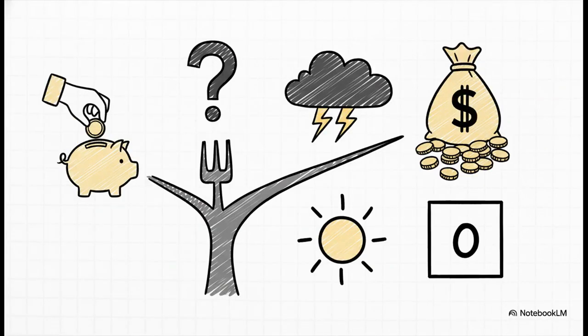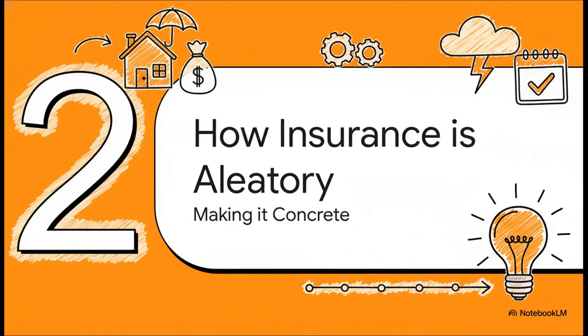Here's your mental shortcut for the exam. If your mind goes blank, just remember this. You pay your premium for protection, but the insurance company only pays if the bad thing actually happens. The whole deal hinges on a what if. All right, now that we have the definition down, let's make it real. How does this actually work with insurance? This is where the light bulb is going to go on.